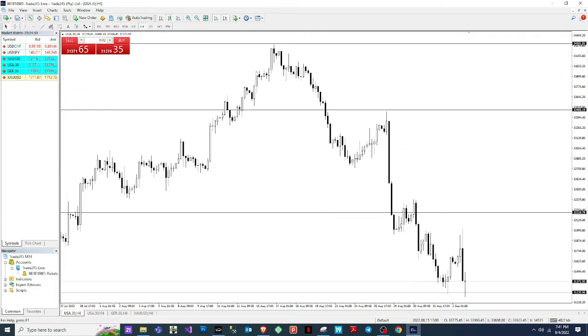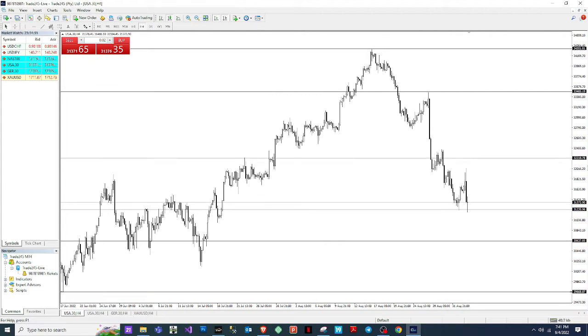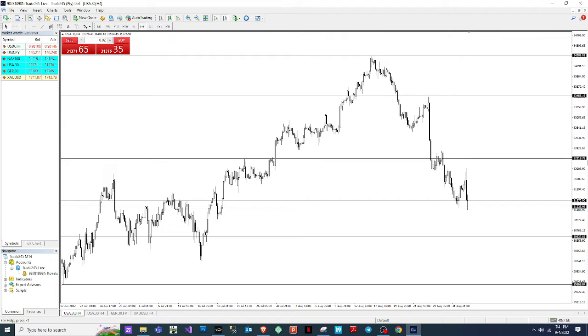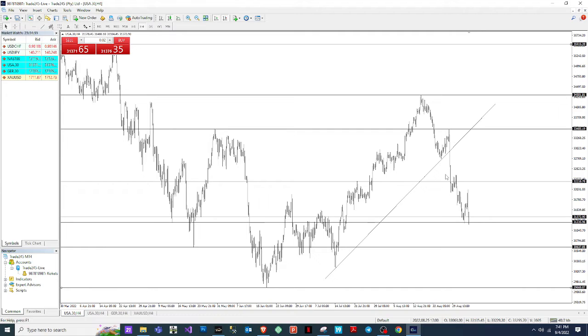I'll move into H4. So on our H4, what I'm seeing here, guys, is basically there was a rising wedge that broke out. So our rising wedge broke out here. Let me just write this here like this. So we saw a breakout, and this is a good pattern, guys.